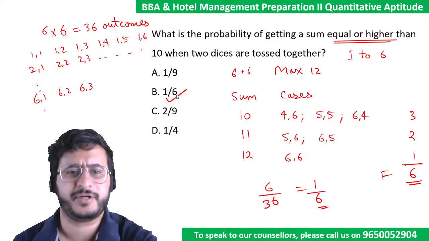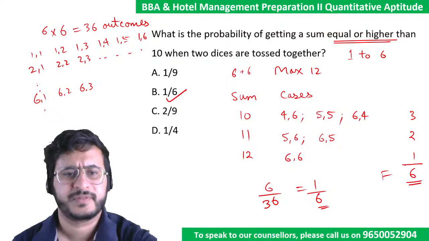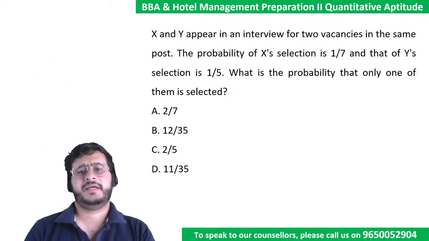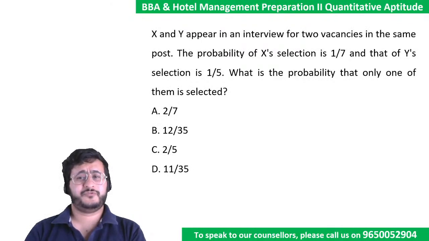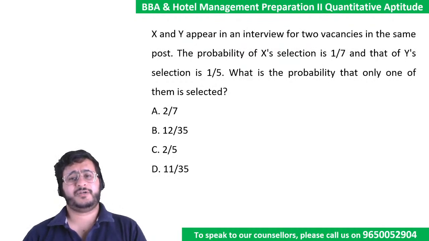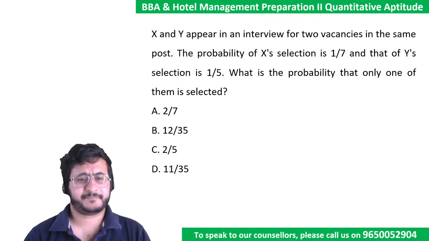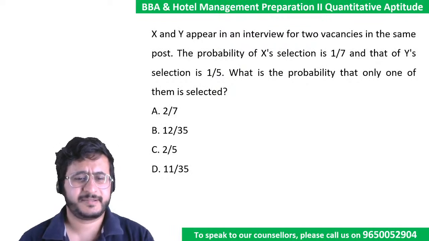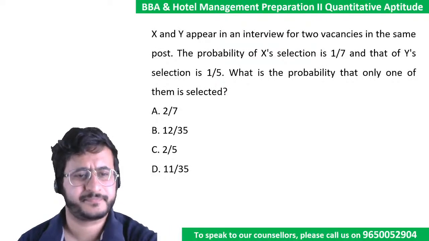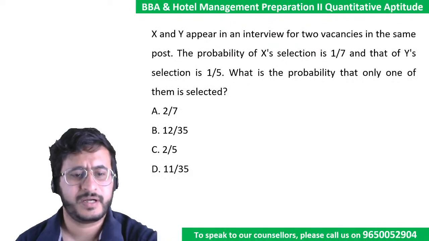Okay, so let's have a look at the next question. Let's look at the next question and see what it is. X and Y appear in an interview for 2 vacancies in the same post. The probability of X's selection is 1 by 7 and that of Y's selection is 1 by 5. What is the probability that only one of them is selected? And this is a bit tricky question, but let us try to understand it. Okay, so let's try to understand this.